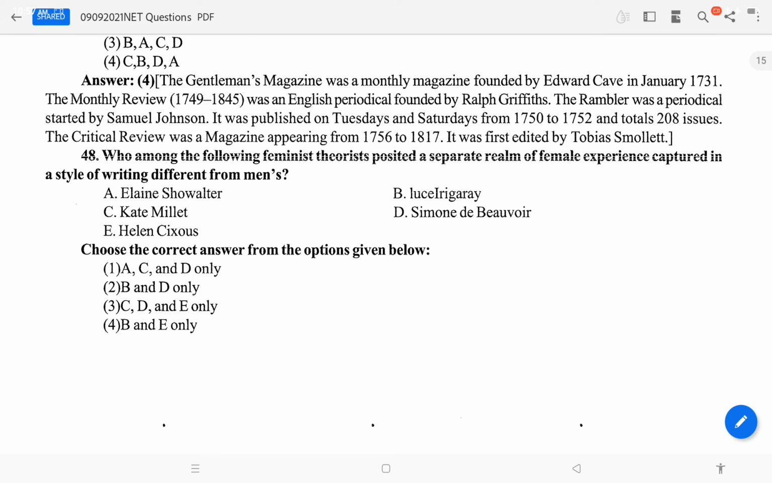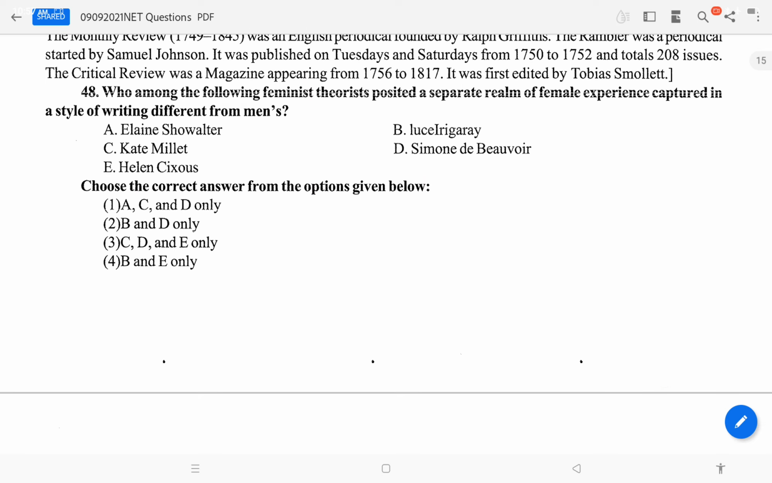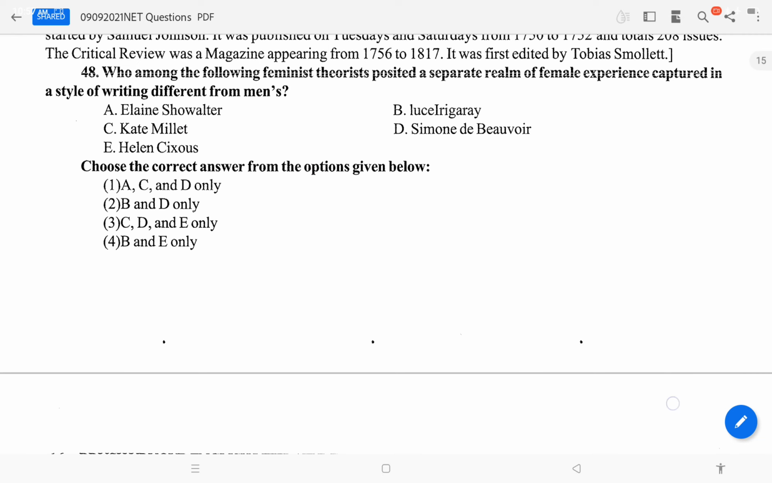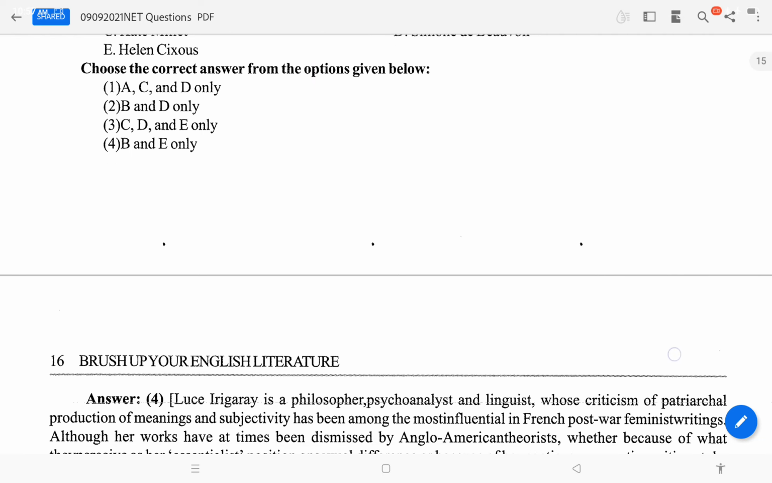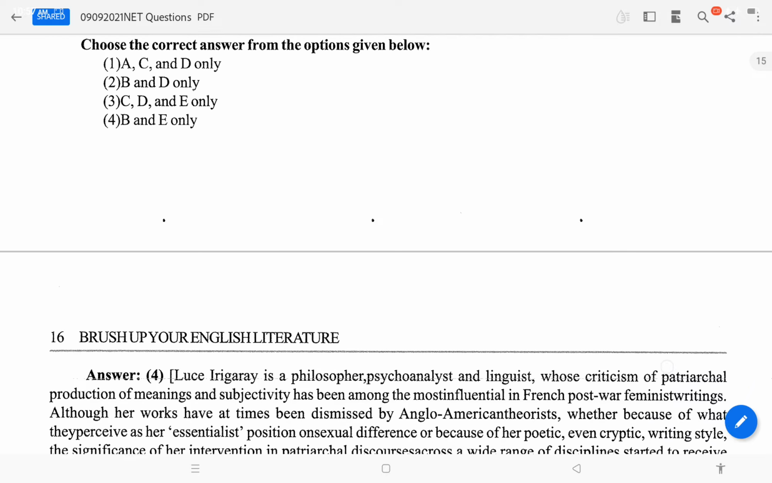To know more about these magazines, search it on the internet. Then question number 48. Which among the following feminist theorists posited a separate realm of female experience captured in a style of writing different from men's? And the answer will be option 4, meaning B and E: Luce Irigaray and Hélène Cixous.